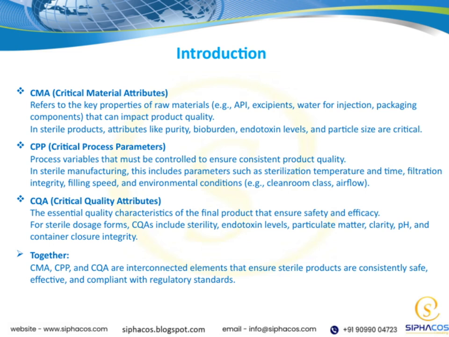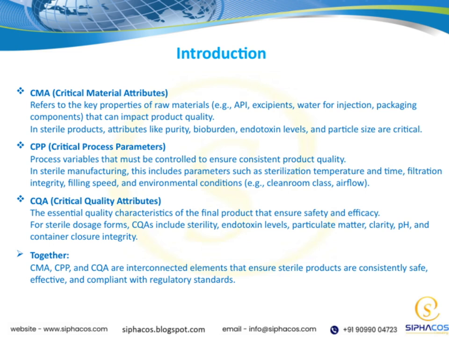Then there's CQA, or critical quality attributes. These are the essential qualities of the final product that directly relate to its safety and effectiveness. For sterile dosage forms, CQAs include sterility, endotoxin levels, particulate matter, clarity, pH, and the integrity of the container closure system. Monitoring and controlling these attributes ensure the product meets regulatory standards and protects patient health.